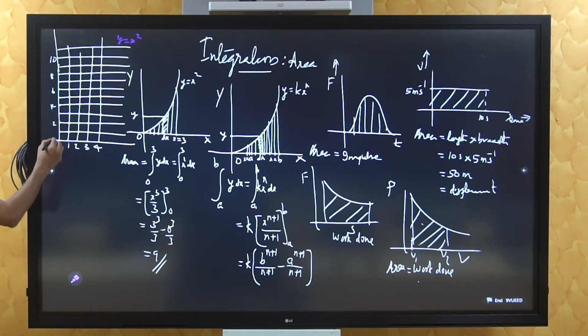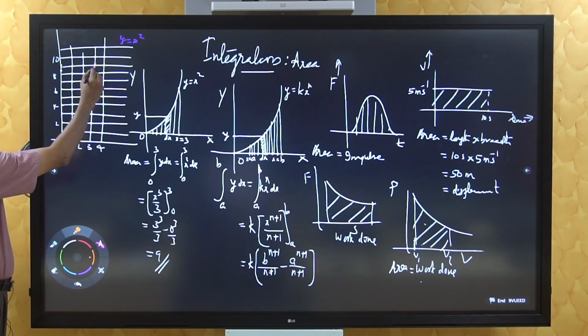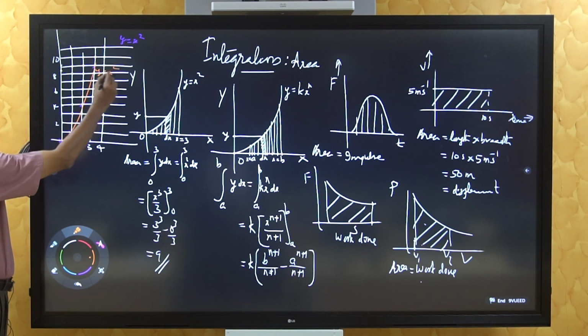So when x is equal to 0, the point is (0, 0), then (1, 1), and (2, 4), and for 3 comes 9, (3, 9). This is the y is equal to x square graph.